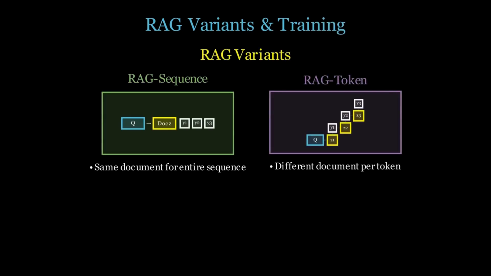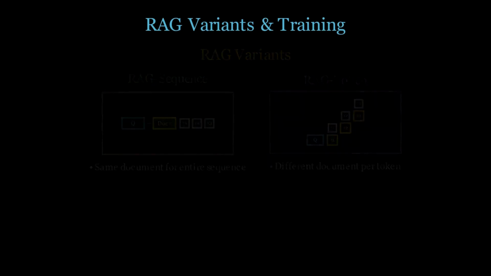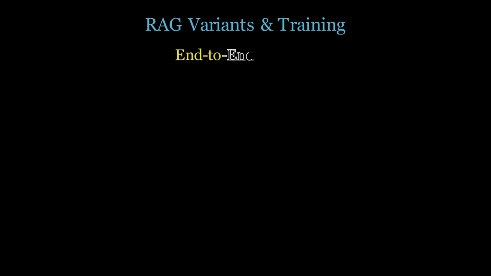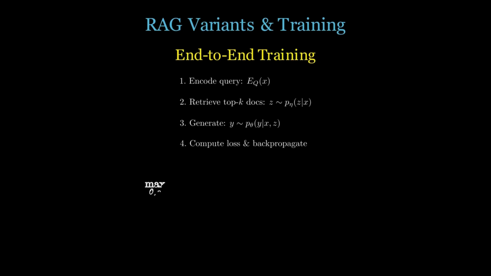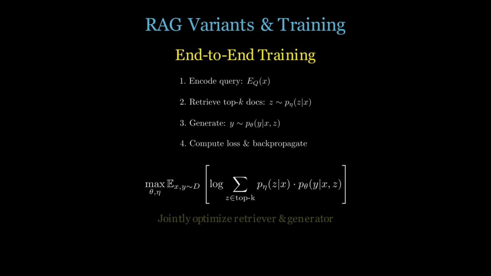RAG variance and training. Moving on to RAG variance, there are two main approaches: RAG sequence, same docs for entire sequence, and RAG token, different docs per token. Both of these architectures can be trained end-to-end, and that training happens in 4 main steps, which are listed on the screen. RAG optimizes a log likelihood loss, and the key idea is to jointly train both the retriever and generator, allowing the model to learn what to say, and also where to find the relevant knowledge.